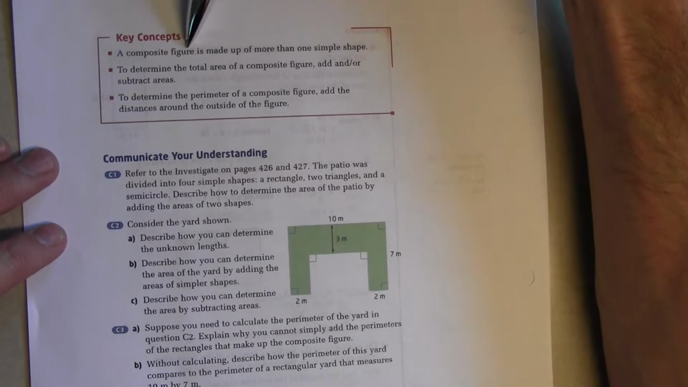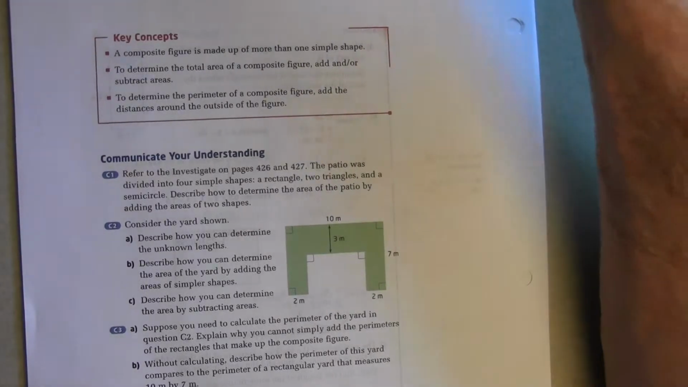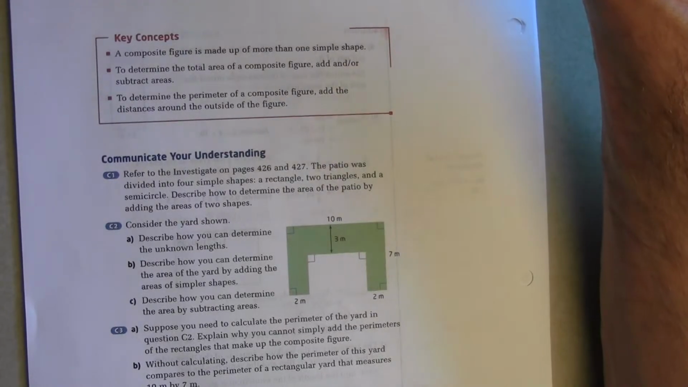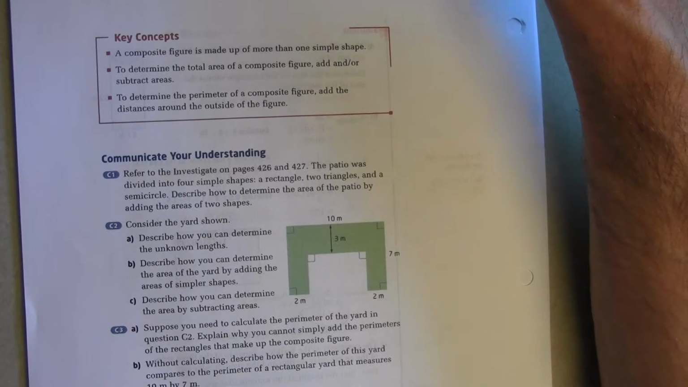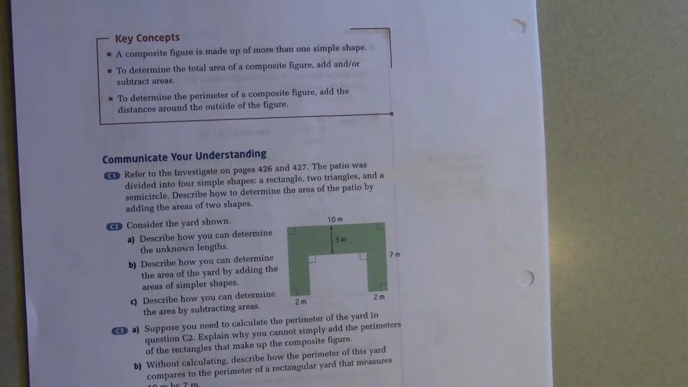Finally, our key concepts. A composite figure is made up of more than one simple shape. Composite, so kind of to add pieces. It's composed, right? Composed of more than one piece. To determine the total area of a composite figure, add and or subtract areas. So depending on what the shape looks like, you're going to decide whether you need to add two pieces together or go with a bigger piece and subtract the smaller piece that cuts out of it. Finally, to determine the perimeter of a composite figure, add the distances around the outside of the figure, which is by definition a perimeter. Any questions?